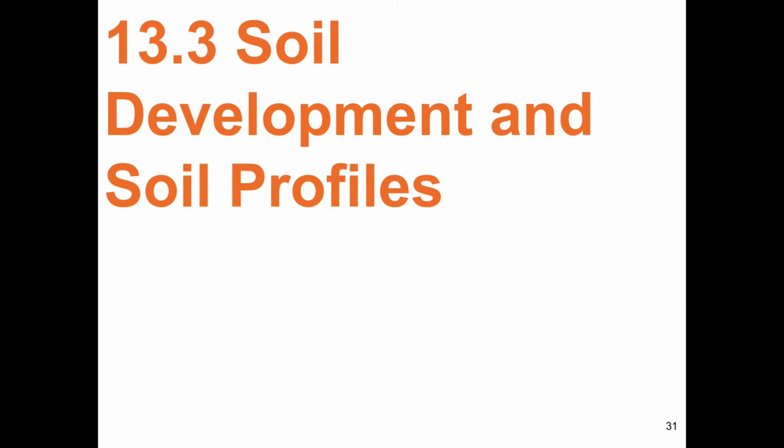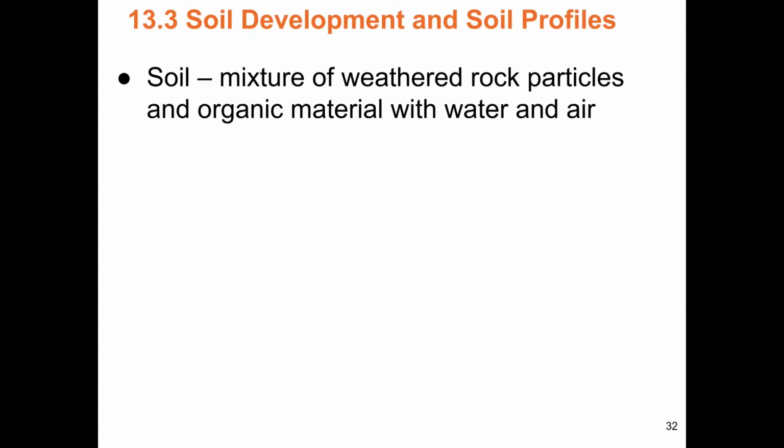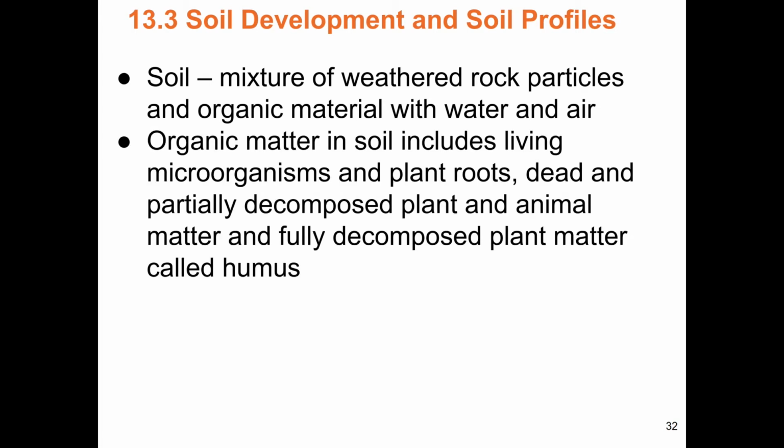Soil development, soil profiles. Let's talk about soil. So we've got weathered rock particles and organic material with water and air. That's a good definition. Soil is very complex. Organic material includes living microorganisms and plant roots, dead, partially decomposed plant and animal matter, and fully decomposed plant matter called humus. This is humus. Hummus is of course the chickpea dip. It is delicious. Humus.